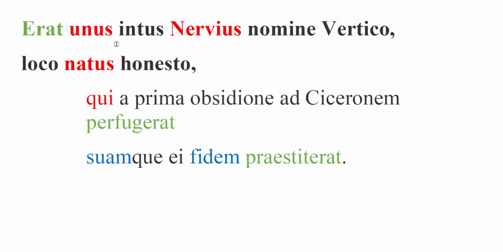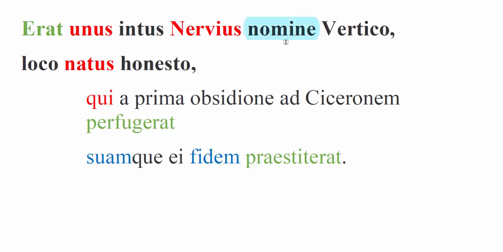All right. Happily, however, we see that a solution presents itself. There was someone, or a person, within, this is an adverb, intus, within, so we would say there was someone among the Nervii. That's how we would say that in English. Named Vertico. Vertico by name, we would say. This is an ablative of respect.